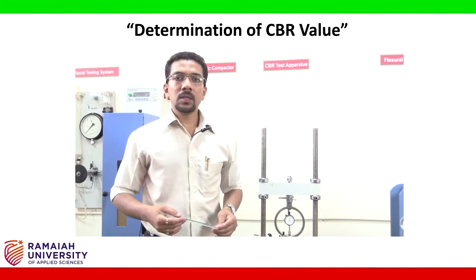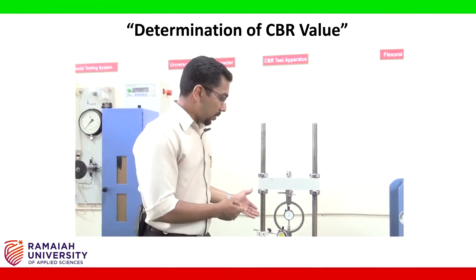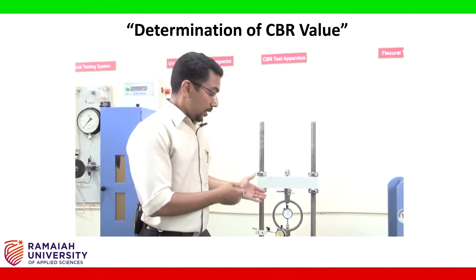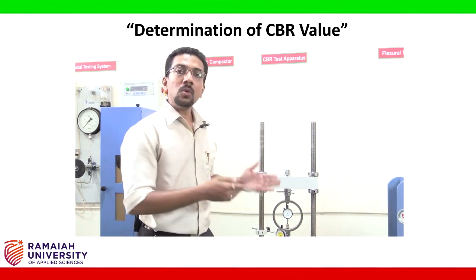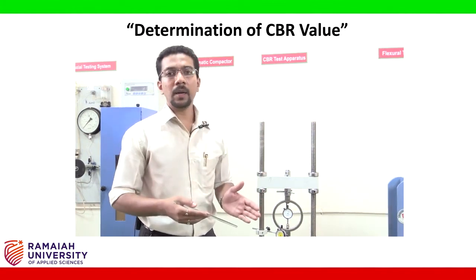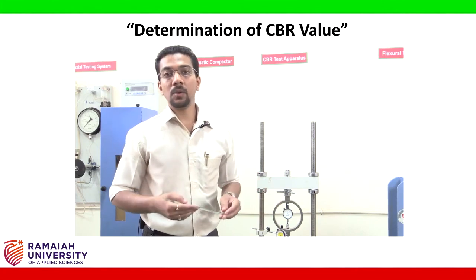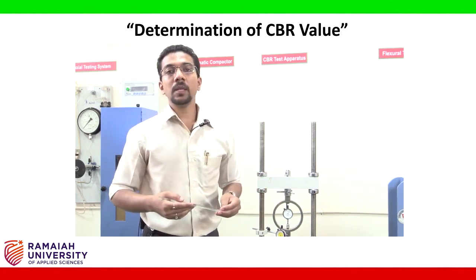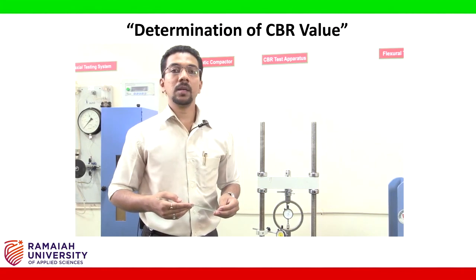So dear students, we have tested the specimen for the first trial. The same thing can be repeated for 2 other separately prepared specimens, and we can take an average value out of it. So this would be the end of this CBR test experiment.